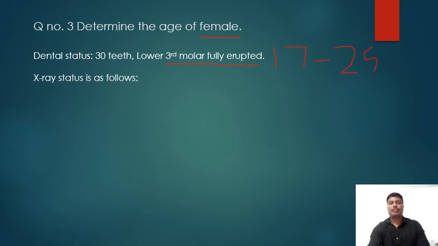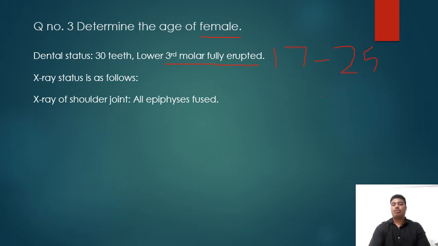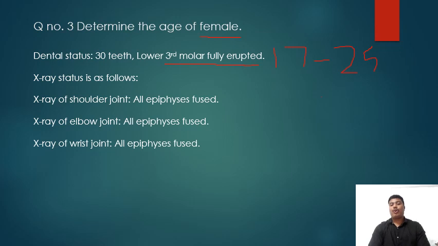Now, X-ray status of the female is as follows. X-ray of shoulder joint. All epiphyses fused. The shoulder joint in female fuses at the age of 17 to 18 years. X-ray of elbow joint. All epiphyses fused. It occurs at the age of 16 years. X-ray of wrist joint. All epiphyses fused. It occurs at the age of 17 to 18 years. X-ray of knee joint. It occurs at the age of 17 to 18 years.